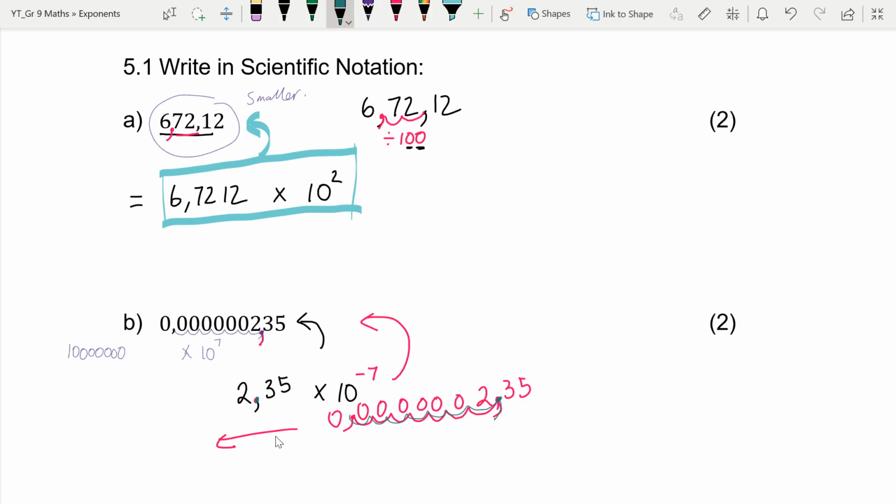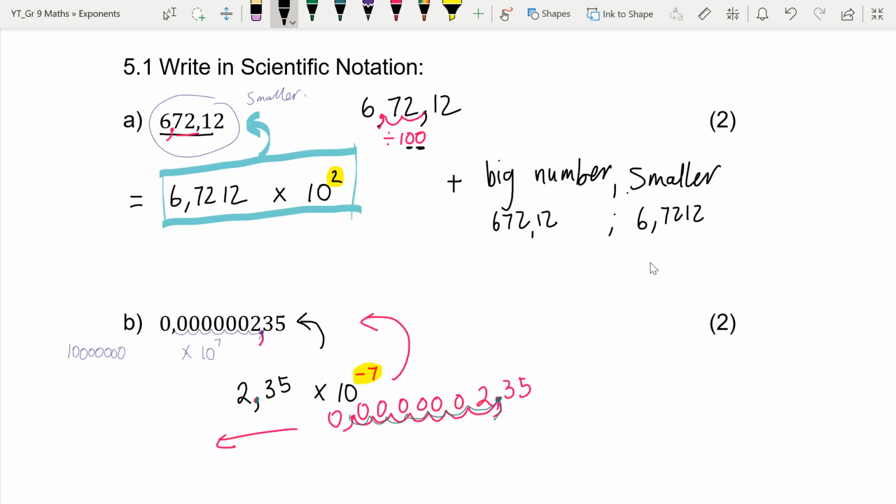So let's just quickly summarize it. When will the exponent, let me highlight it, when will the exponent be positive? And when will the exponent be negative? Well, the exponent will be positive when we are making a big number smaller when we write it in scientific notation. See, we started with a big number, 672,12, and we made that a smaller number, 6,7212, and then we just times it by something that we don't change to its value.